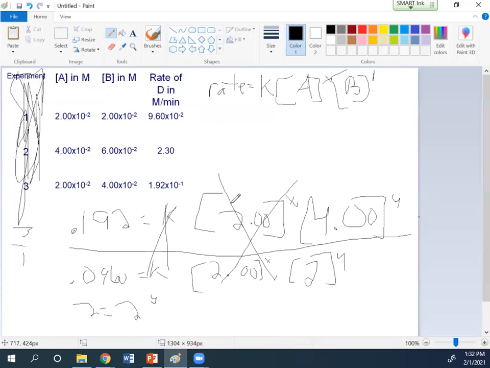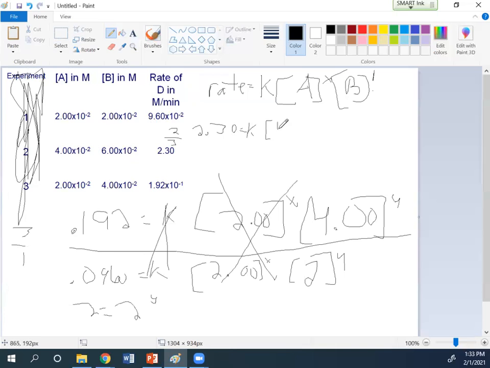Now, which ones do you want to pick out for the x? There's nothing that's going to cancel, so this one's going to be a little more math involved. You'd like to find something where the B's cancel, but because you have nothing where the B's cancel, we have to use a different one. It doesn't really matter what you choose. 2 and 3 is what you want to do, so 2 would be the bigger one. We're going to go 2 over 3.